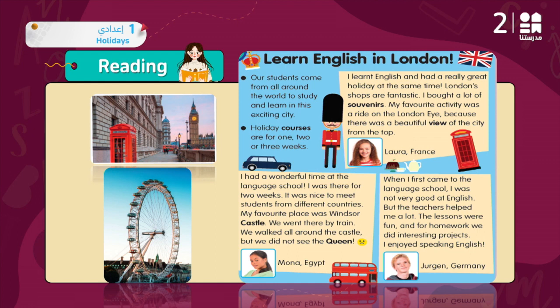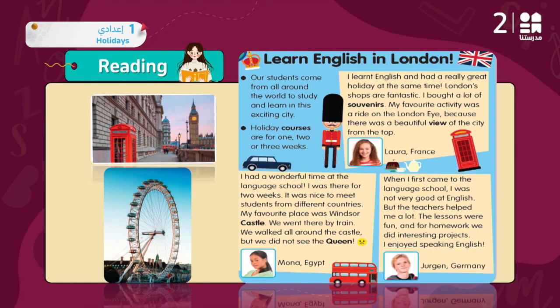My favorite place was Windsor Castle. Windsor Castle يا ولاد it's the royal castle in London أو in Windsor. Windsor is a city in England. تمام؟ هي زارت Windsor Castle القلعة اللي موجودة في Windsor. We went there by train ورحنا هناك عن طريق القطر. And we walked all around the castle but we didn't see the queen. ما قدرناش نقابل الملكة.